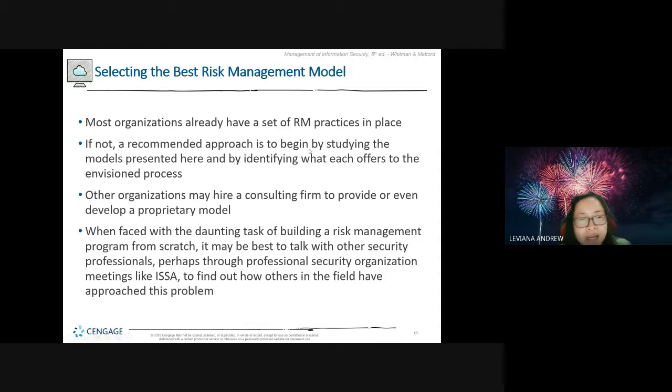Selecting the best risk management models, most organizations already have a set of risk management practices in place. A recommended approach is to begin by studying the models presented here and by identifying what each offers to the envisioned process. Okay, if you ask me, I think the Microsoft risk management approach is more straightforward and mudah dipahami.